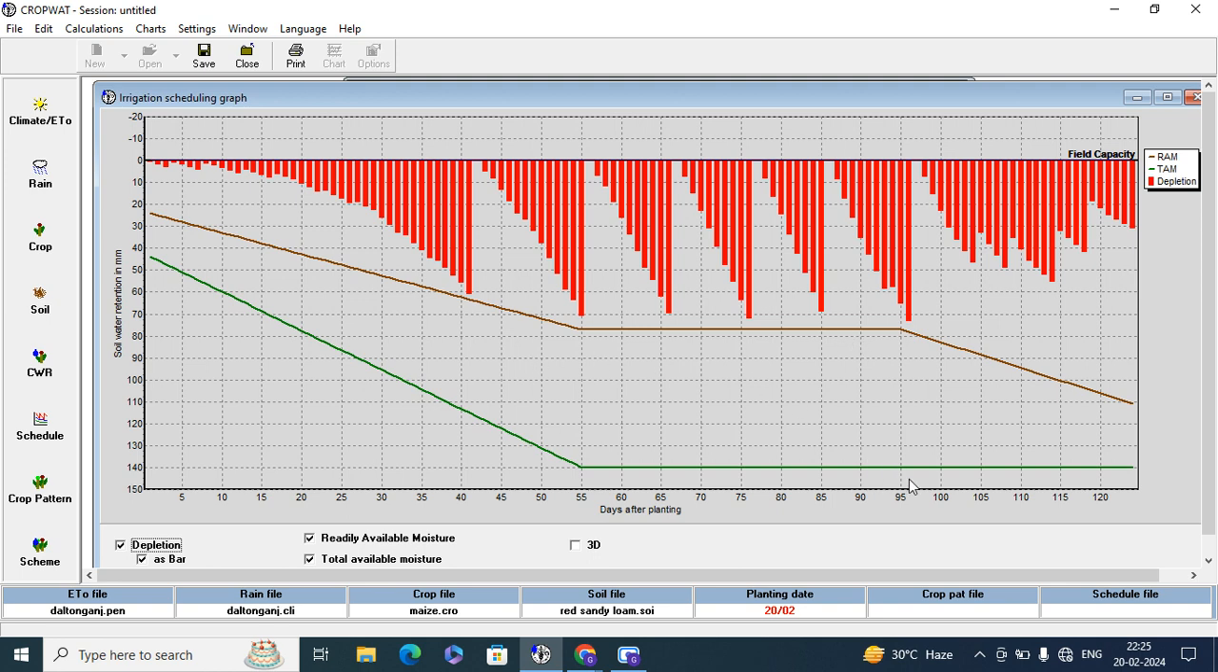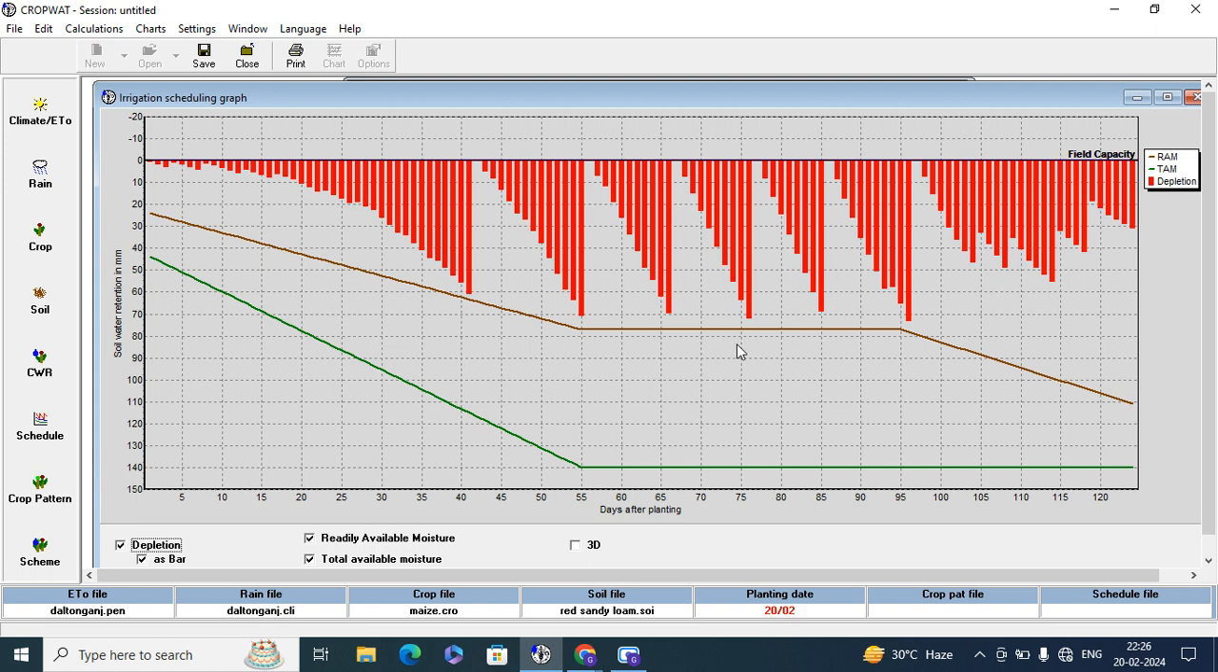What is the meaning of that? Total available moisture means it is the total amount of the moisture that is present within the soil. Red color line, or you can say this brown color line, means it is the readily available moisture. It means the amount of the water that is being utilized by the maize crop. So it proves that the total amount of the moisture available in the soil will not be utilized by the maize crops totally for their growth and survival.